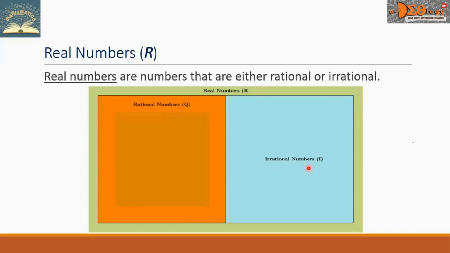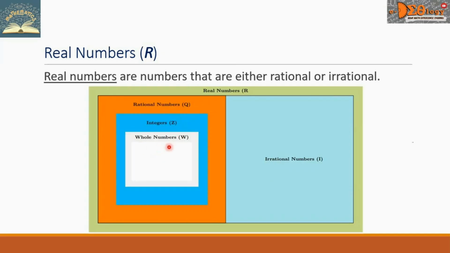A while ago, we studied some groups of numbers. Remember that the integers are inside the rational numbers. In the integers, the whole numbers are there. And in the whole numbers, we have the natural numbers.